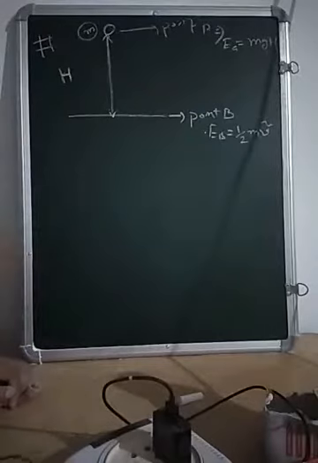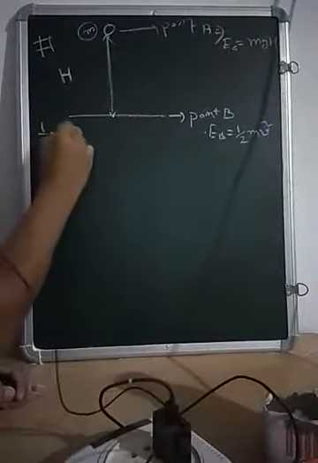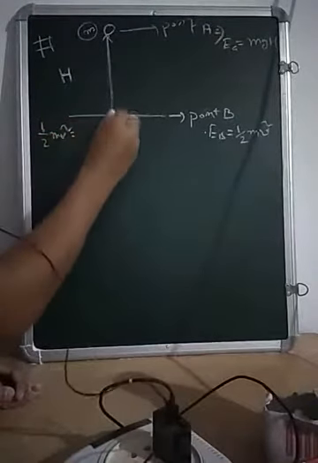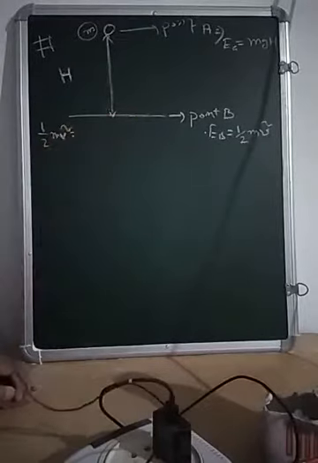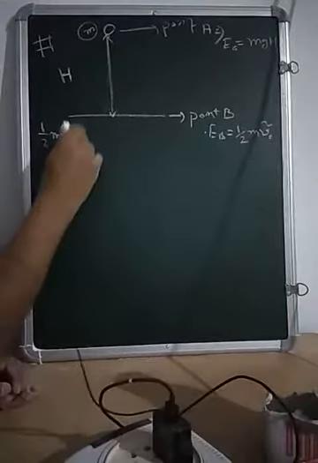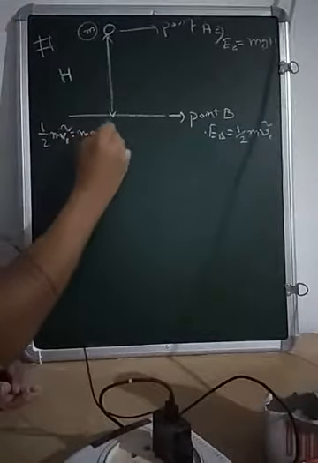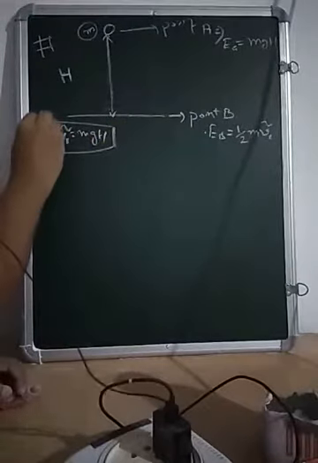Earlier we derived that half of mv square, where v is the velocity of the object at this point, suppose I am writing this as v1, half of mv1 square is equal to mgH. These are things we have derived earlier.